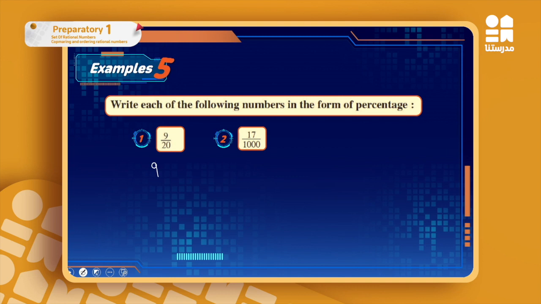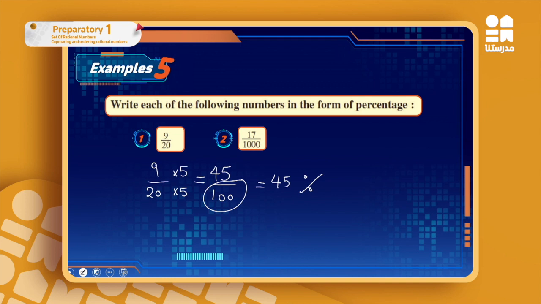It's 9 over 20. My question is, can I convert 20 to be 100? Yes, of course. I can multiply 20 by 5, and you have to multiply the numerator also by the same number. So it can be written as 45, it's 9 times 5, and then 20 times 5 is 100. And as we said, over 100 means percentage sign. So I have to put 45. That's all about the first one.